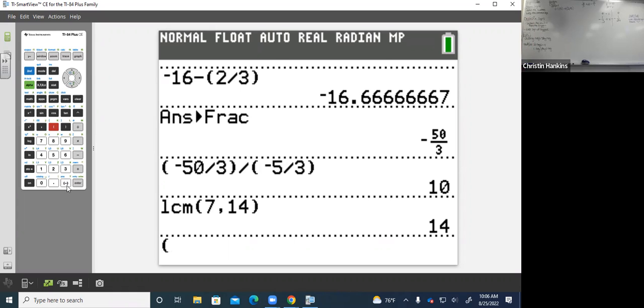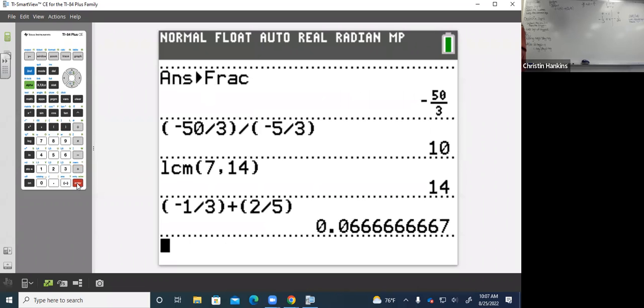So remember also that you need to use a negative. The minus sign and the negative sign are different. So be careful with that. -1 divided by 3 plus, and so again, I want the calculator to know that I'm talking about a fraction. So 2 divided by 5. And then you're just going to press enter. You get a decimal.